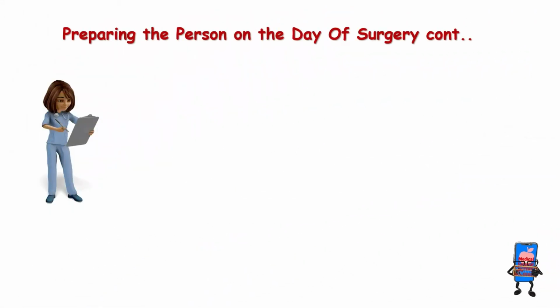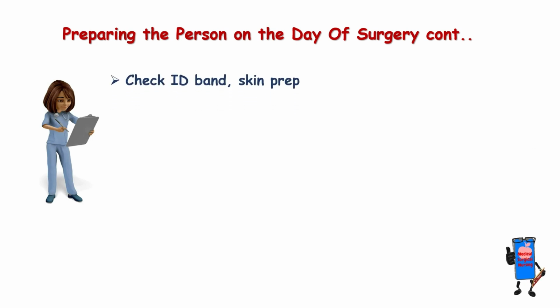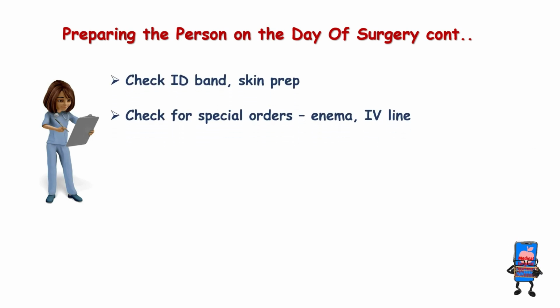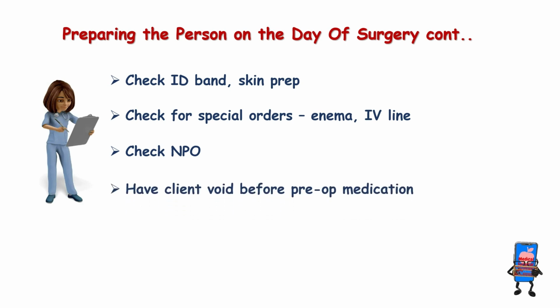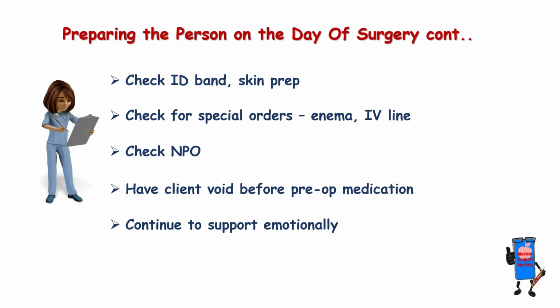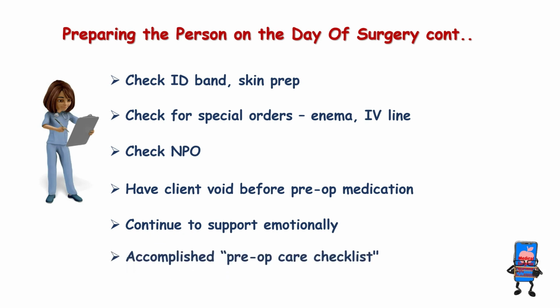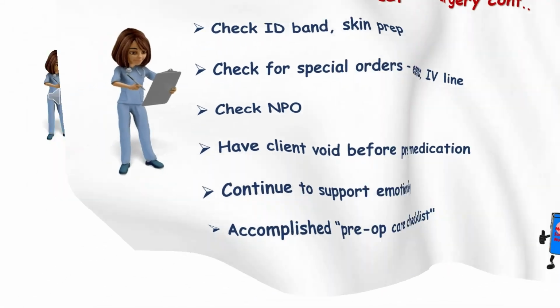Let us continue on the day of surgery. Check identification band. Prepare the skin. Check for special orders, like enema, intravenous line. Check for nothing per orem orders if it is followed. Ask the client. Have the client void before giving the preoperative medications. Continue to support emotionally. Finally, accomplish the preoperative checklist, according to your healthcare facility.